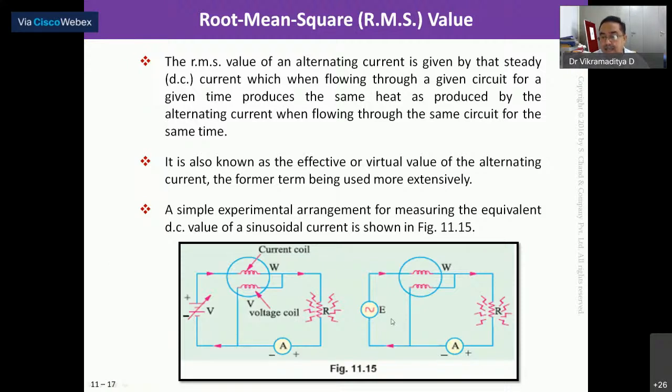Now you apply the same AC voltage, whose amplitude is equal to the voltage V. Then you will find that some heat is again produced in it. And when we compare this heat, we will find that the current which comes out is known as the root mean square value. Some current will be coming through it, and that will be called the RMS value.